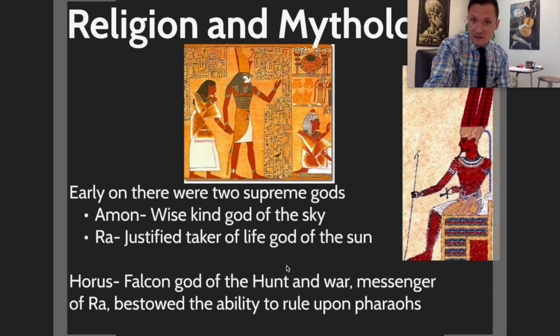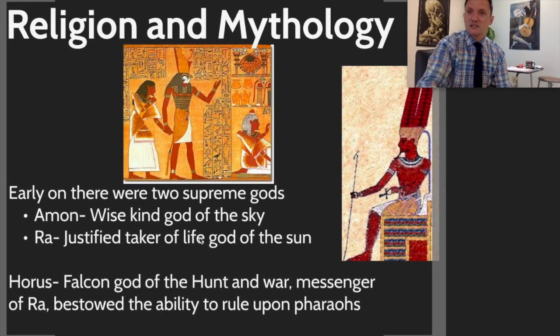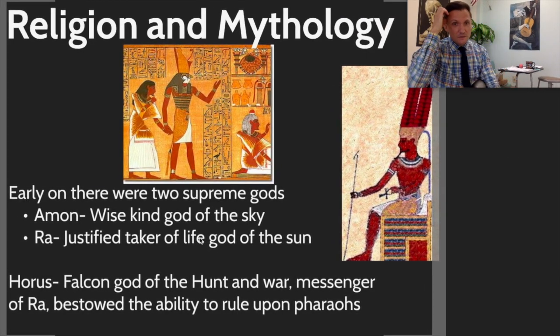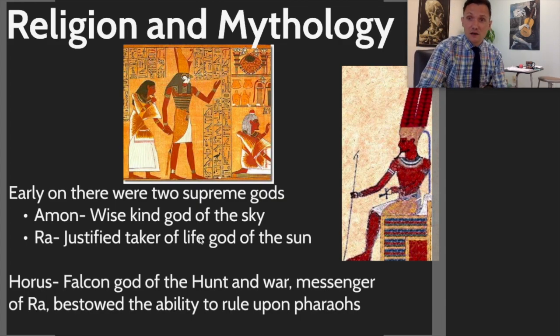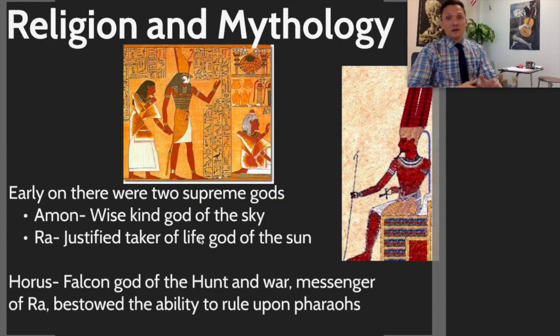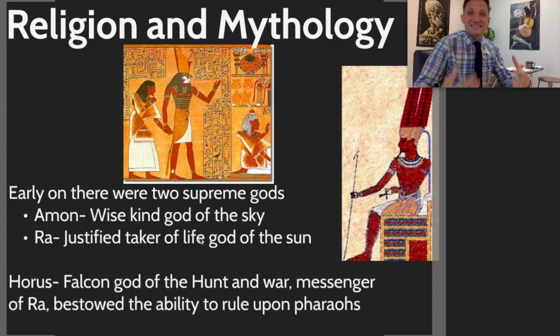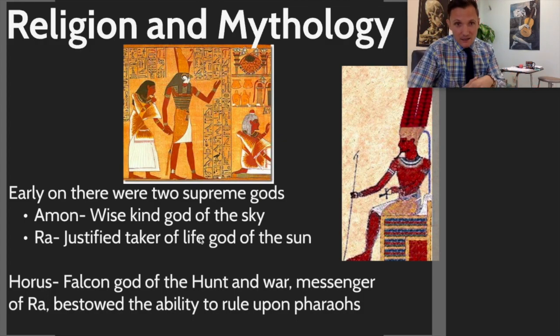And then last but not least, the big thing about them that is a unified understanding of Egypt is their religion and their mythology, right? So early on, first and foremost, you need to jot this down, they're polytheistic, right? They have a system of gods and goddesses, okay? So early on, they believe that there are two supreme gods and goddesses.